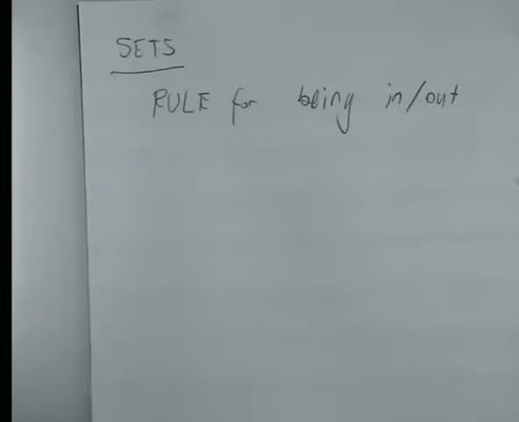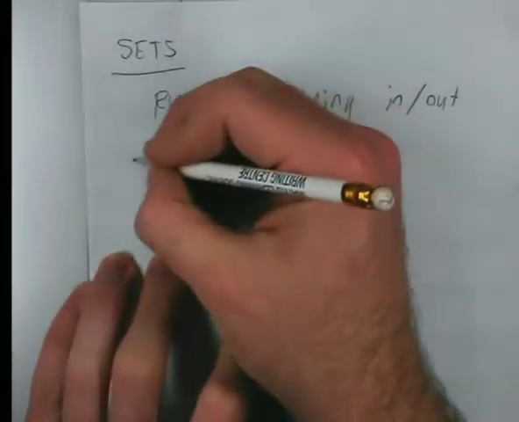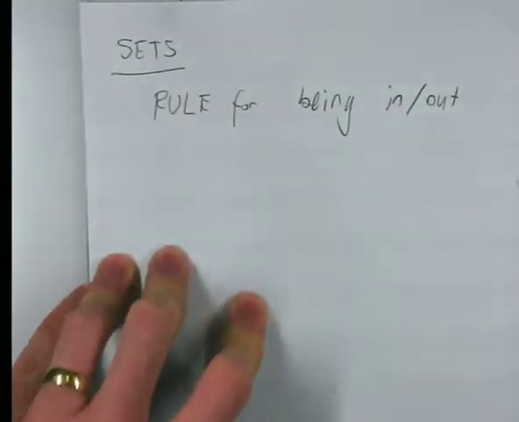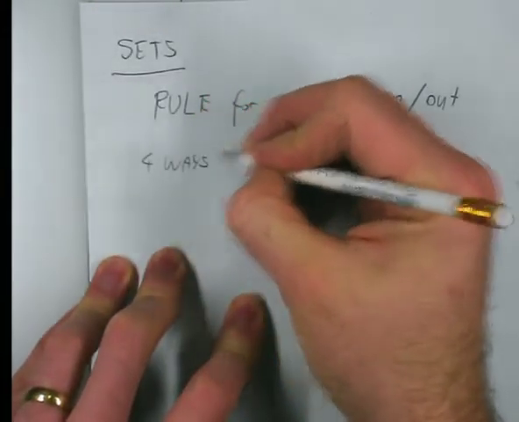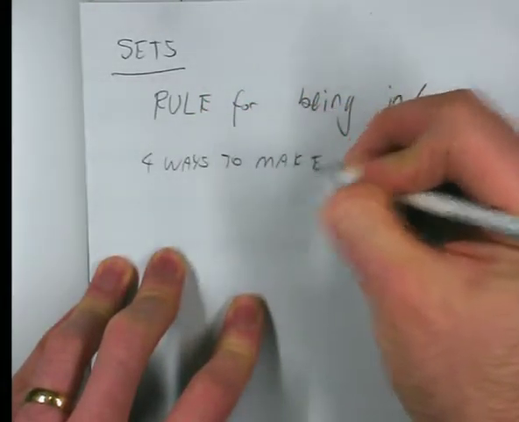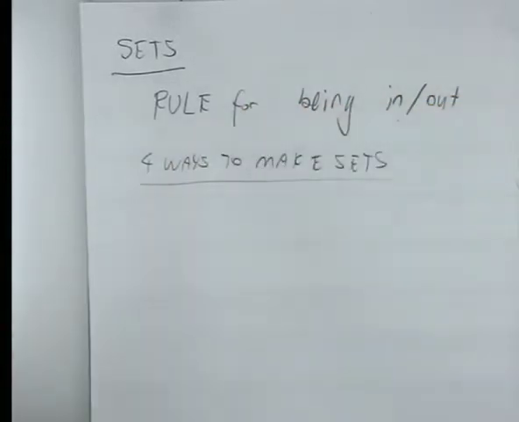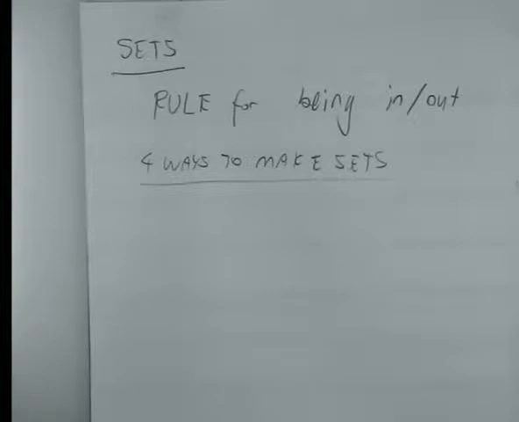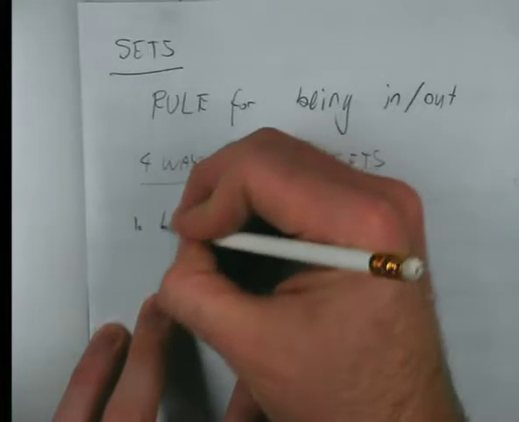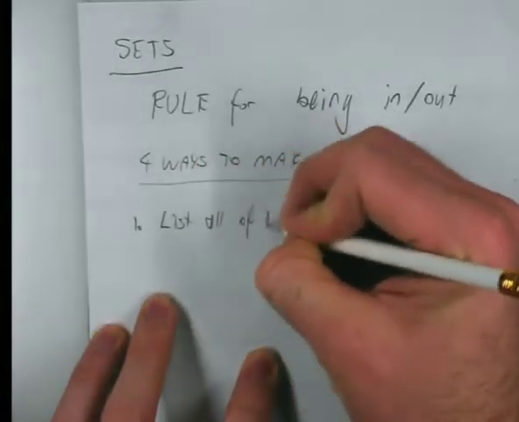Okay. So you can make sets in any way you like. And there are three major ways of making sets that I would like to point out. So, let me just think. No, there's four. There are four ways to make sets. So the first way is to just list all the things that are in the set. And the rule for being in or out is that if it's in the list, it's in, and if it's not in the list, it's out. So way number one is list all of them.